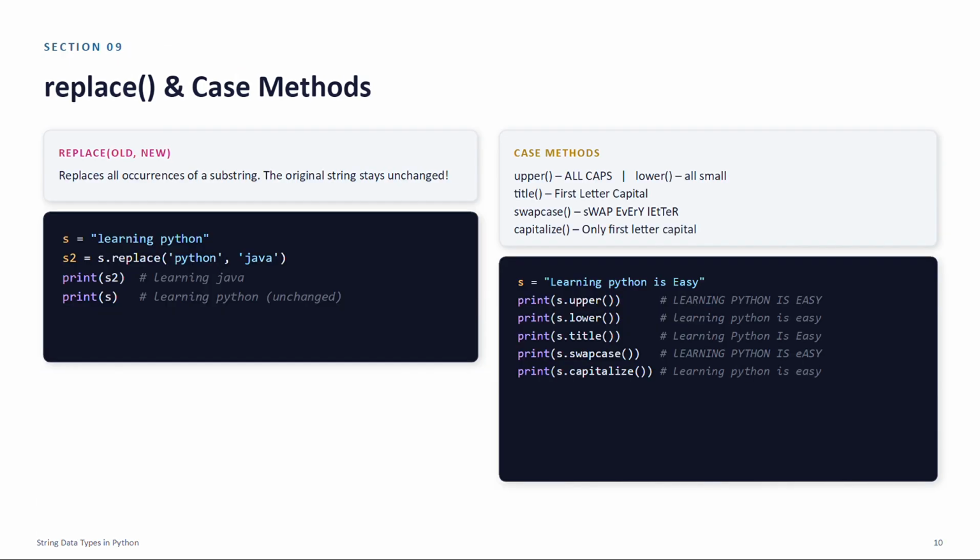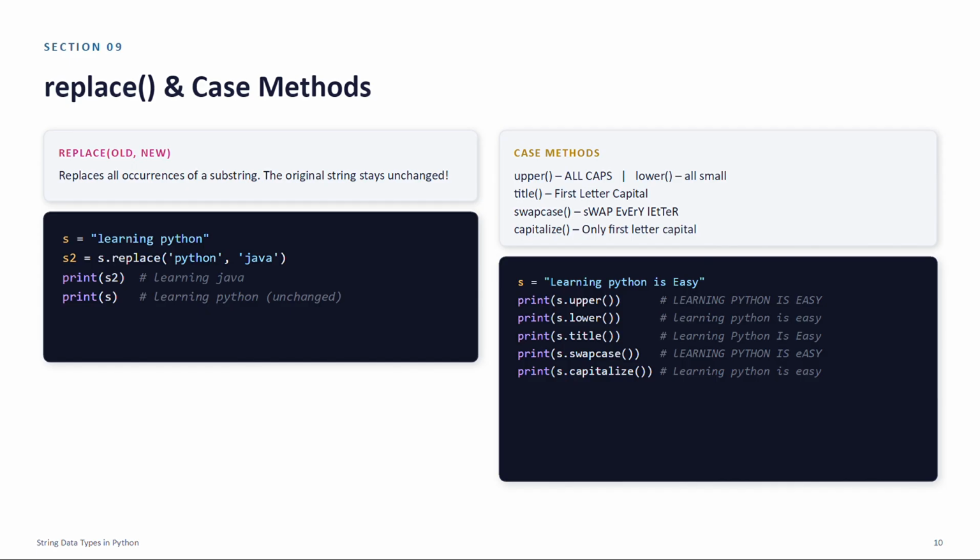Now let's see the next one, that is the replace and case methods. The replace method swaps one word with another word. It replaces all occurrences of the substring with the value that you have provided. The original string stays unchanged. Please remember that. Let's see the example: in the variable s I am storing the value learning Python. Now in the variable s2 I am replacing the Python value with Java. If I print s2, the output should be displayed as learning Java.